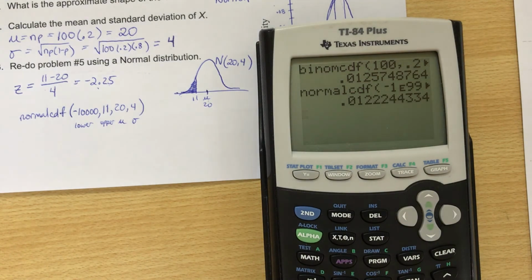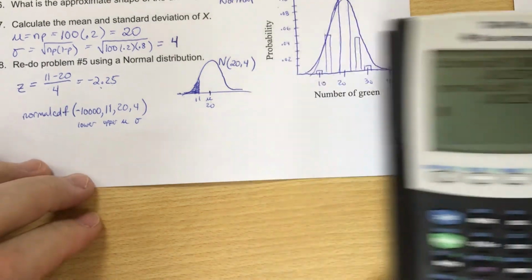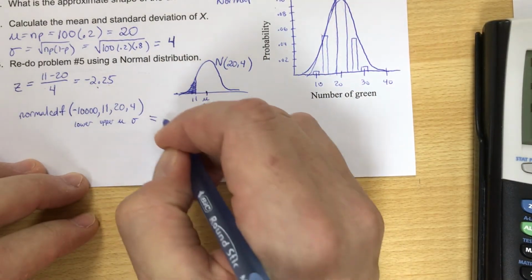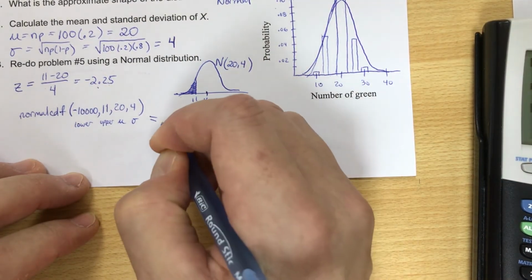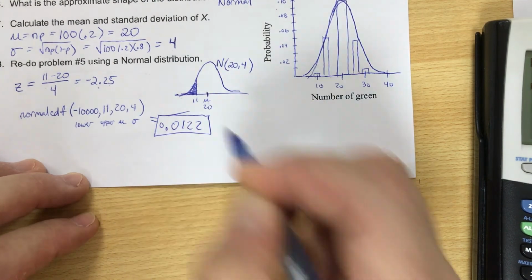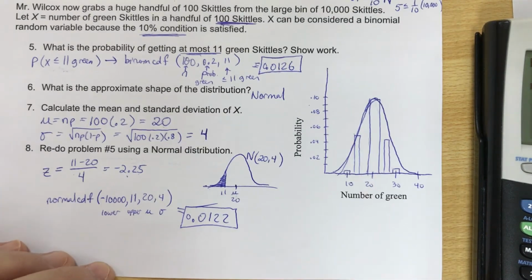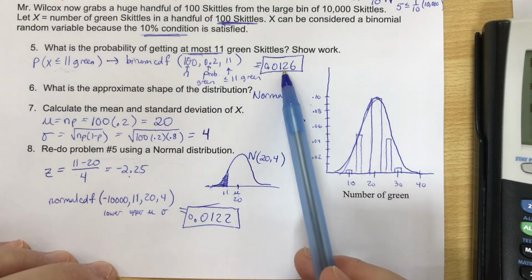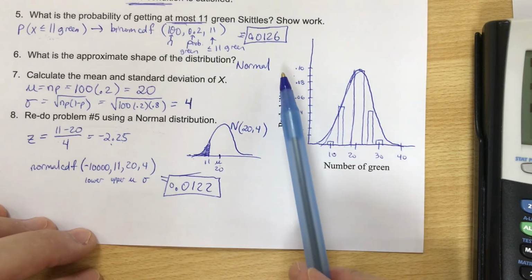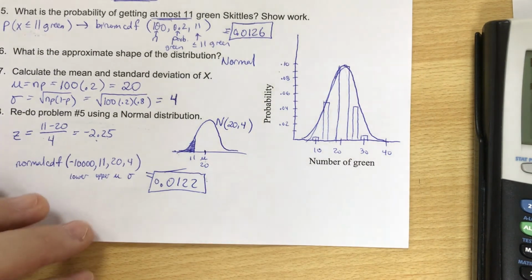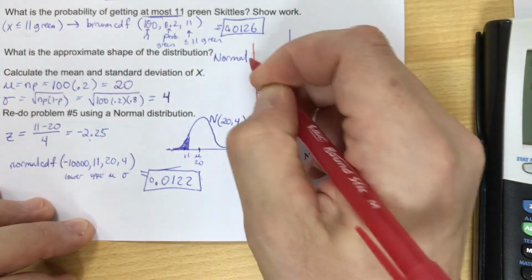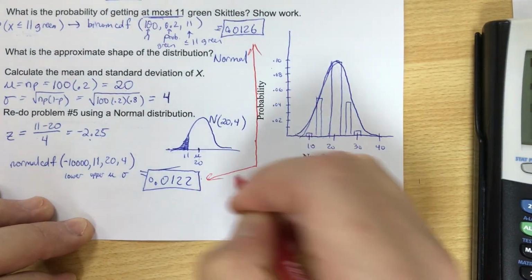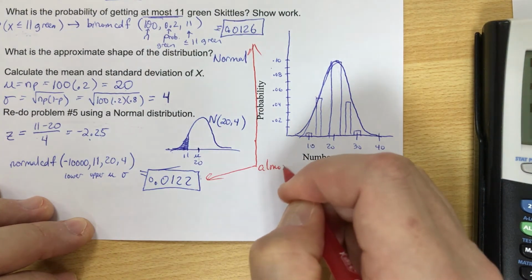And if we calculate that, we get 0.0122. Now, notice that what we got with a binomial distribution was 0.0126. Basically, these are the same. They are almost the same.